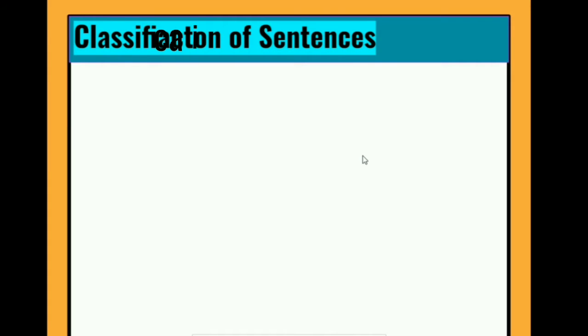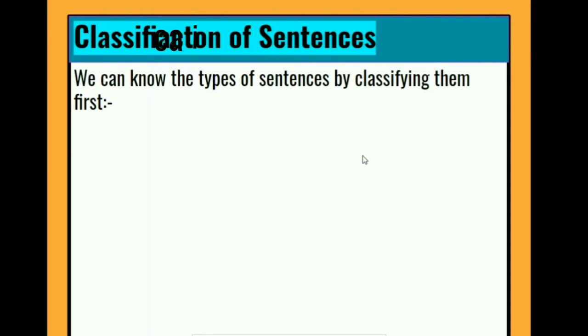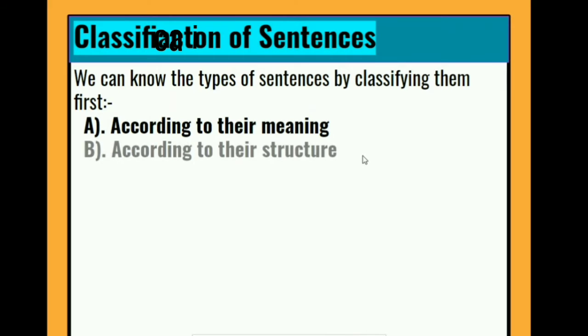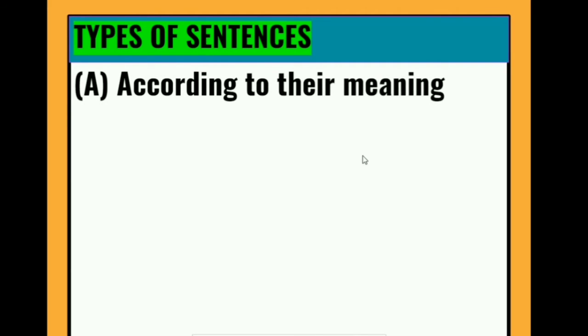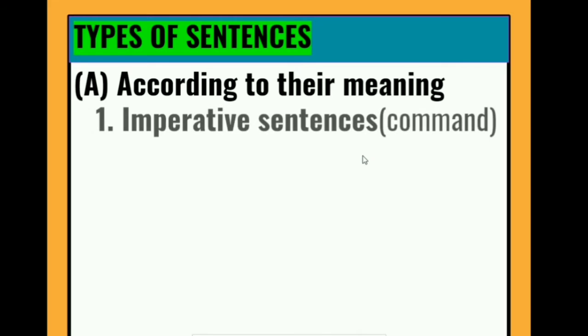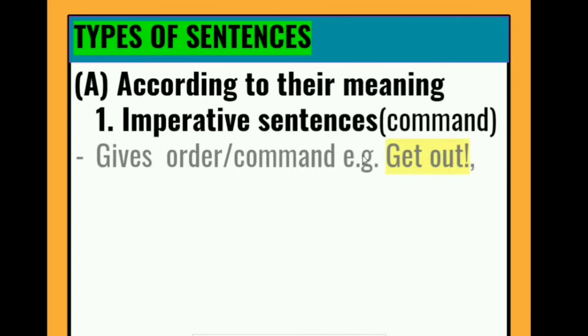Let us take classification of sentences. We can know the types of sentences by classifying them first: A, according to their meaning, and B, according to their structure. Now, let us check the types of sentences, starting with according to their meaning. One, we have imperative sentences, or commands. What are these? These are sentences that give an order or command.